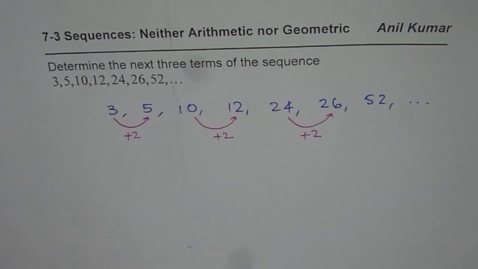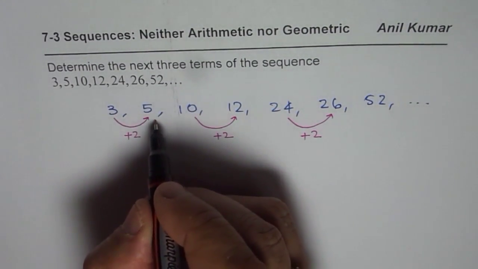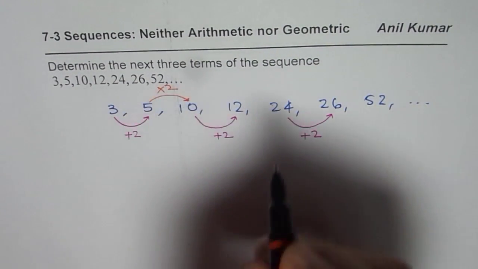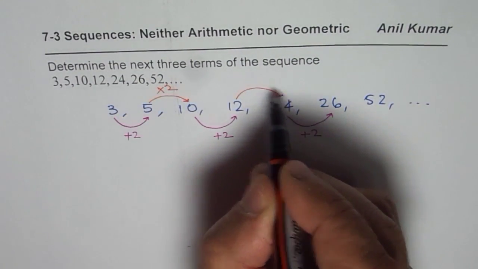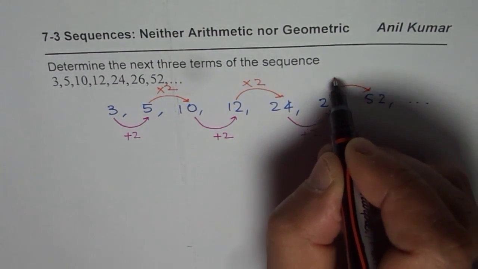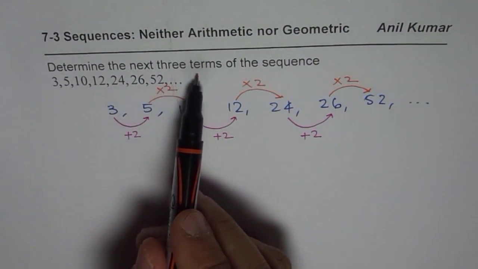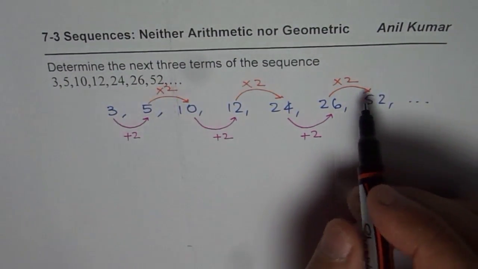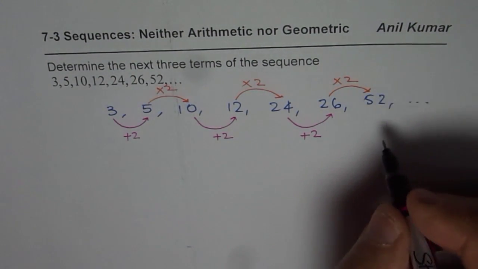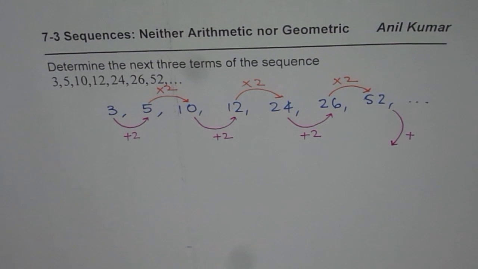However, we find a different pattern when we go from second term to the third term. So if I go from second to the third term, it is times 2, right? 12 times 2 is 24, and similarly 26 times 2 is 52. Now the question is, determine the next three terms. So now, since it is times 2 already done, what we need to do is add 2, right? So we can now add 2 to get the next term.